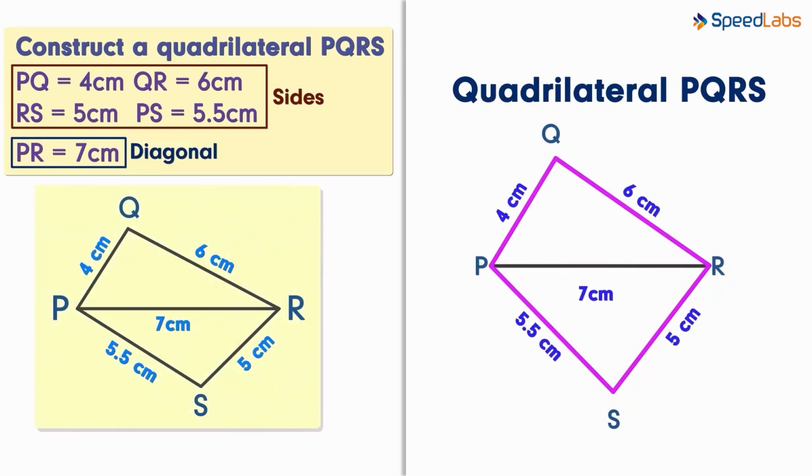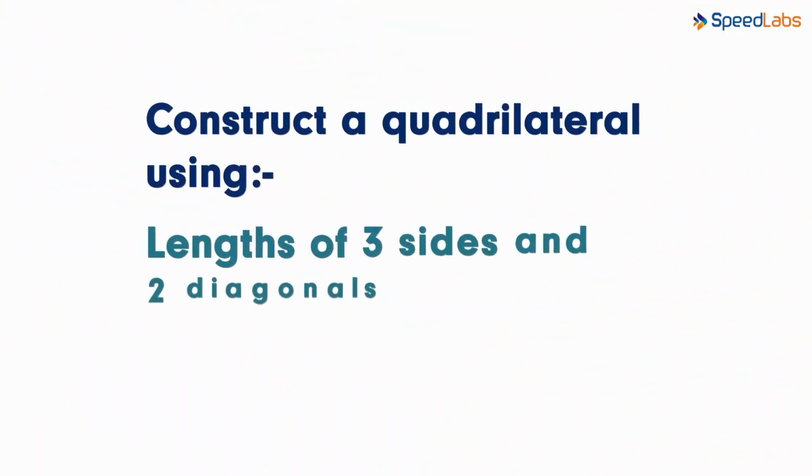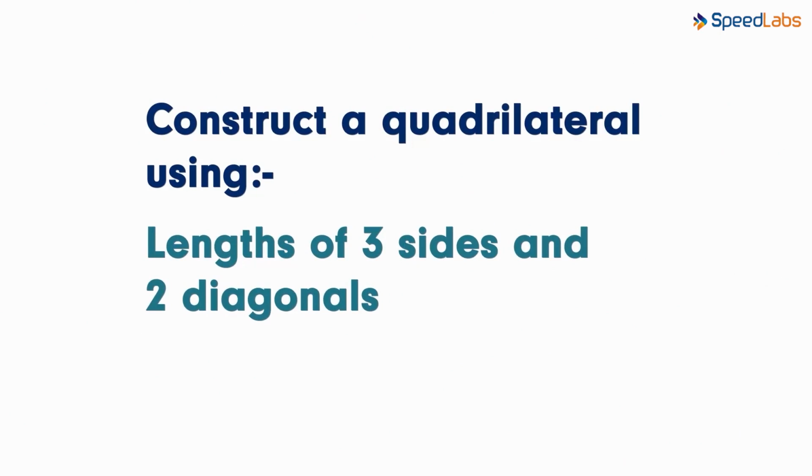So with the lengths of 4 sides and a diagonal, we can easily construct a quadrilateral. What if instead of giving lengths of the 4 sides and a diagonal, we're given the lengths of 3 sides and the lengths of both the diagonals? Would it be possible to construct the quadrilateral then? Watch our next lesson to know the answer.